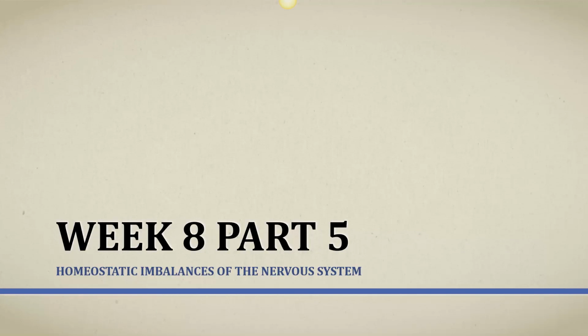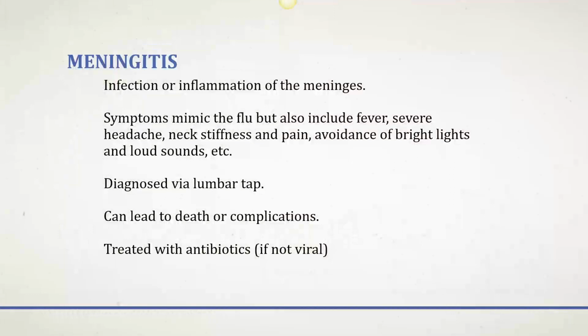So now we're going to talk about some of the major homeostatic imbalances of the nervous system, starting with meningitis. If you remember, the meninges are the connective tissue layers that surround the brain and spinal cord. Itis means inflammation of, so inflammation of the meninges. In other words, this is an infection of predominantly the cerebrospinal fluid and surrounding areas that surround the brain and spinal cord.